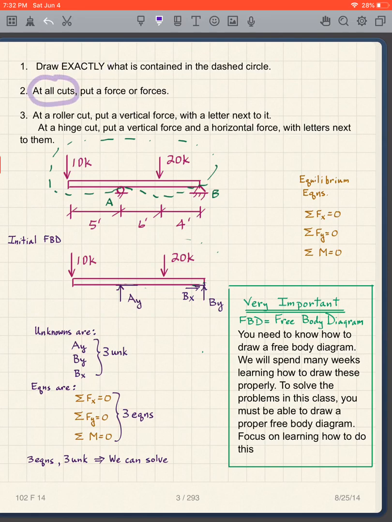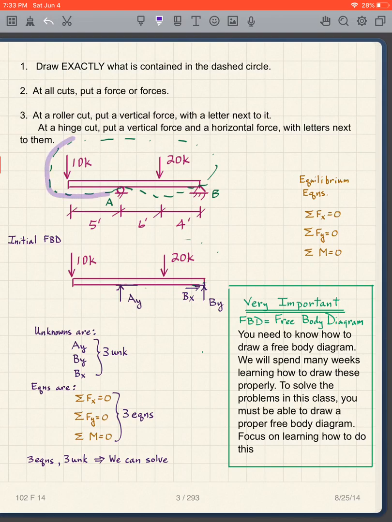And everywhere we made a cut, we put a force or forces. When we cut through a roller, we put a vertical force with a letter next to it. And at a hinge cut, I put a vertical force and a horizontal force, again with letters next to them. Why? Letters mean they're unknowns and we're going to solve for them.